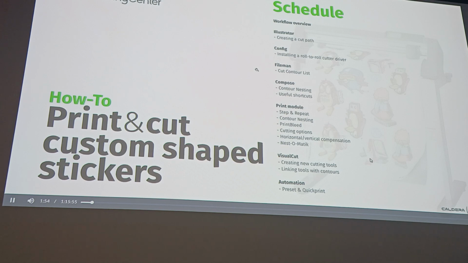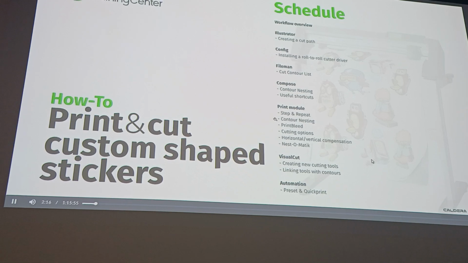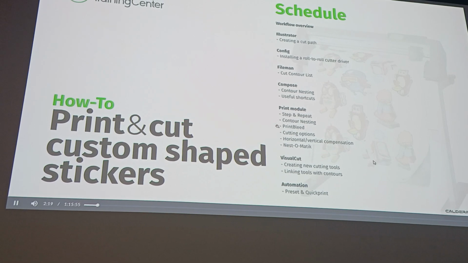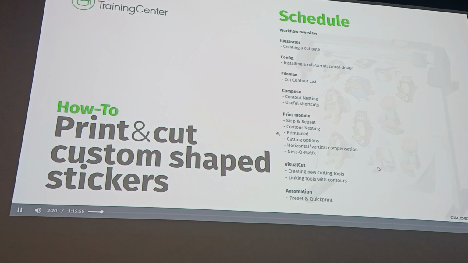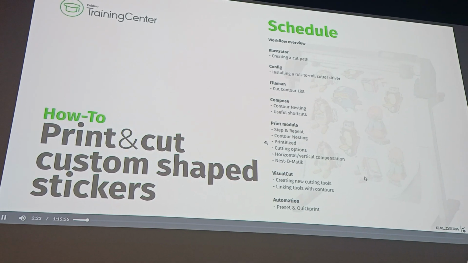Then we will see different methods in order to create a sheet of stickers. First, I will use Compose. I will use the contour nesting option from Compose, and I will show you useful shortcuts. And then I will go to the print module, and we'll do the same by activating the step repeat directly from the print driver. At this step, I will show you also the print bleed, so how to generate dynamically bleed around a cut shape.